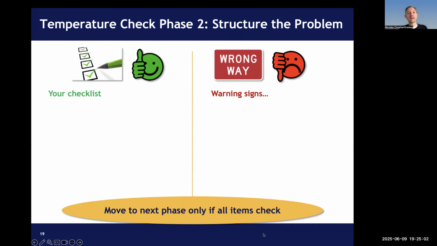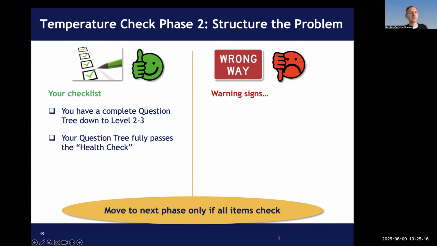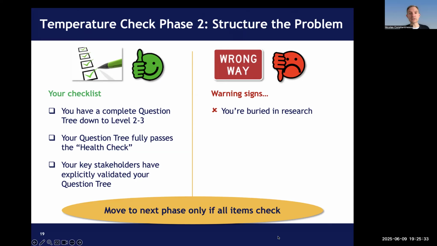So again, the checklist and red flags for phase 2. You can be confident that you're ready with phase 2 when you have a complete question tree down to level 2, 3, so a mix of level 2 and 3, that your question tree fully passes the health check, so solution focus, MECE, makes business sense, and that your key stakeholders or sponsor has explicitly validated it and says, yeah, that's a great way to look at the problem. The red flags at this stage: you're buried in research. I really think research, especially extensive research, is not your friend at this stage. It's just moving sands.